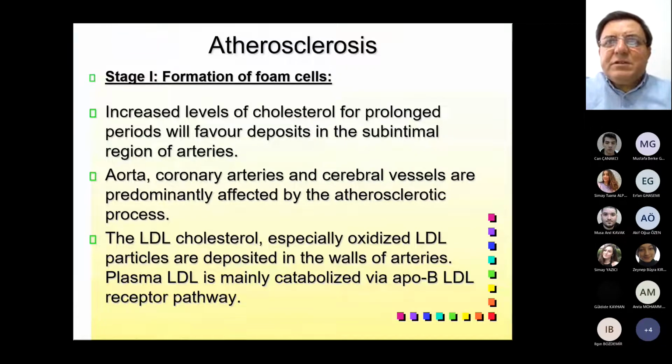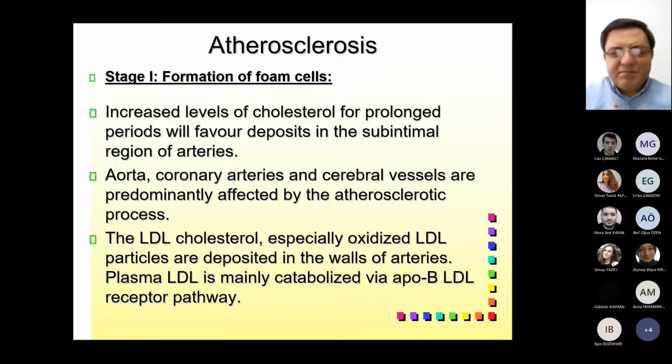In the first stage, this is the formation of the foam cells. There should be a trauma, an inflammation, like hyperlipidemia, hypertension, and diabetes, which affects the vascular bodies in the organism. So this injury is, let's say, the increased levels of cholesterol, and this hypercholesterolemia should continue for a very long time, and it causes deposition in the subintimal region of the arteries.